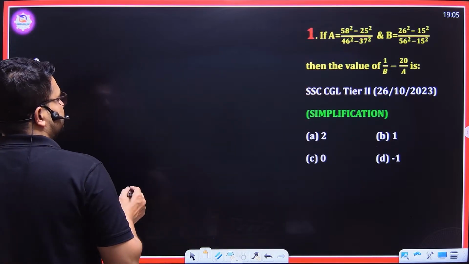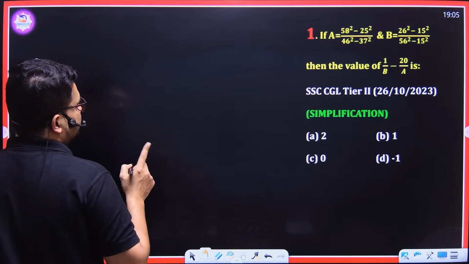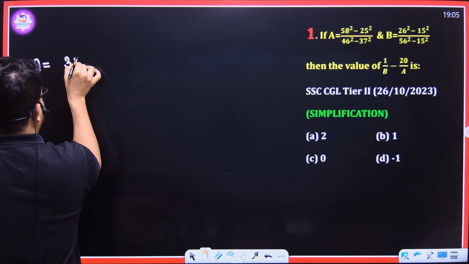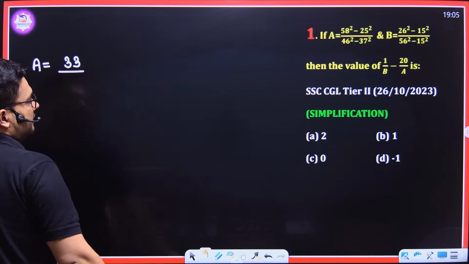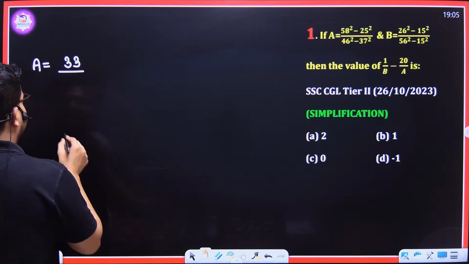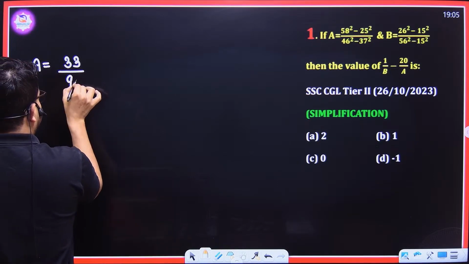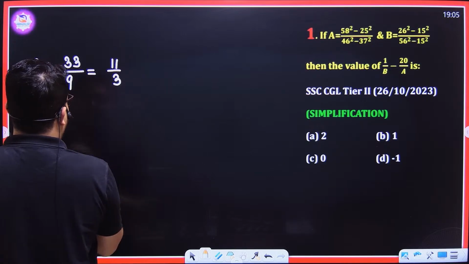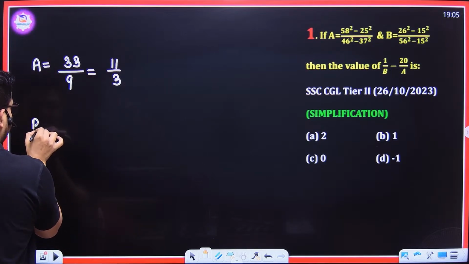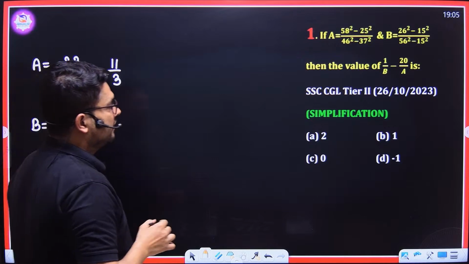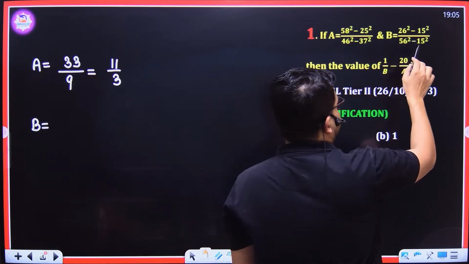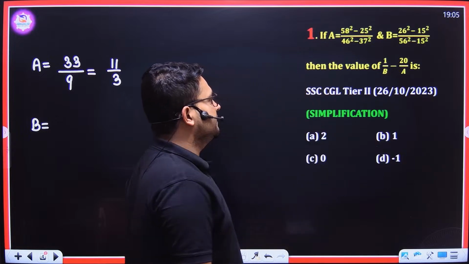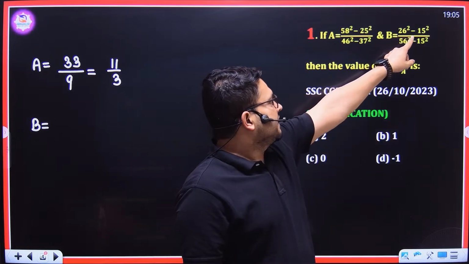So A minus B is equal to 58 minus 25, which is what? 33. 33 upon 46 minus 37, that is 9. So I can calculate the value of A directly, that is 11 by 3. Now we will find out the value of B. Again, A square minus B square, A square minus B square. If I add these terms, that is A plus B, then I have 41.